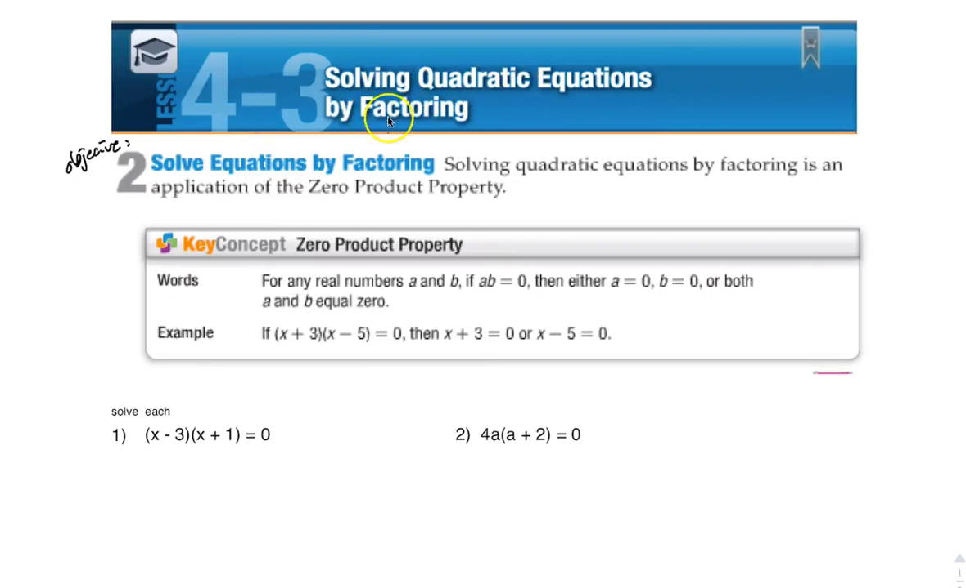4-3, solving quadratic equations by factoring. That's also our objective today. We want to solve equations by factoring. We do this by using the zero product property. It's a very important property we're going to use a lot today.